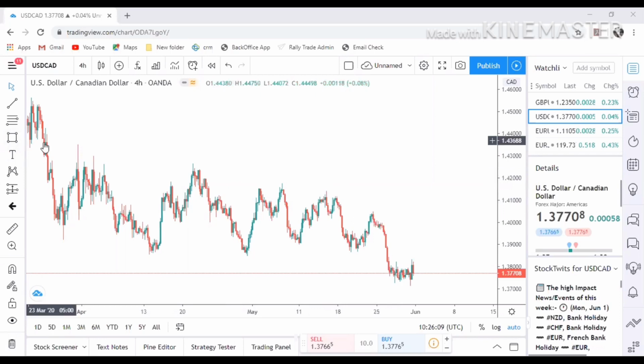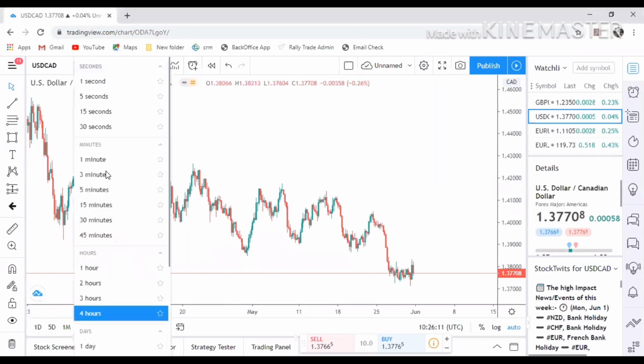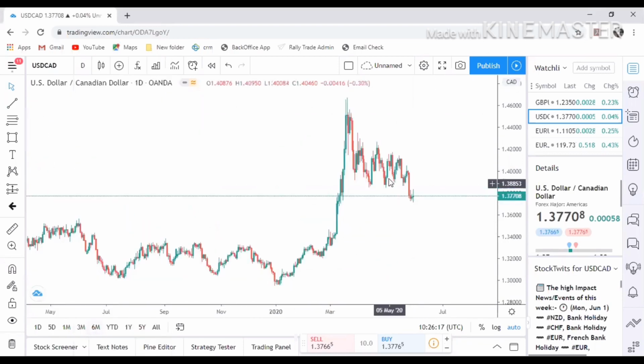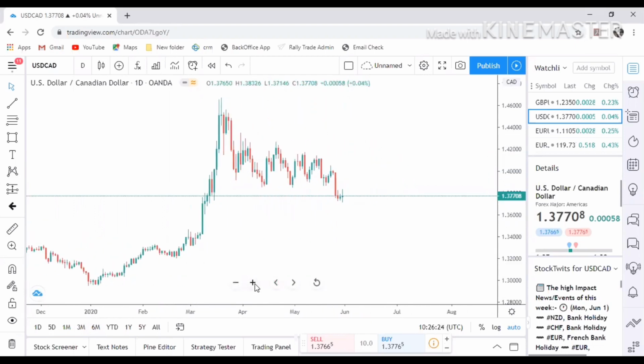On USD Canadian dollar, I have two great analyses on the USD against the Canadian dollar. So first of all, let's go to the daily time frame, and let me show you what I'm seeing, or what I saw, on the daily time frame. So, you can see the daily time frame. This is zoomed so we see properly.